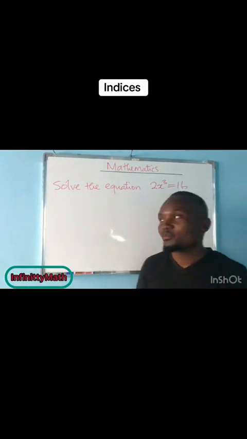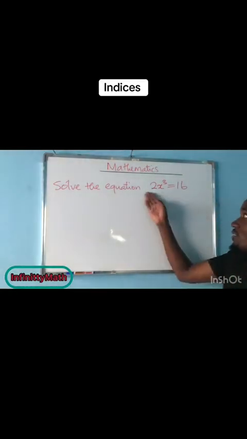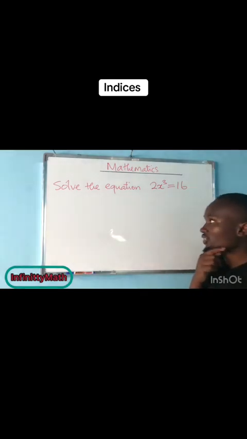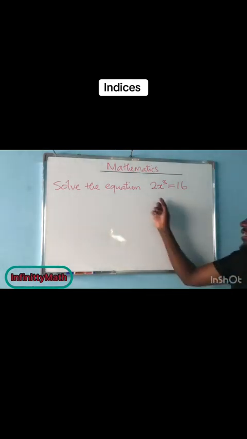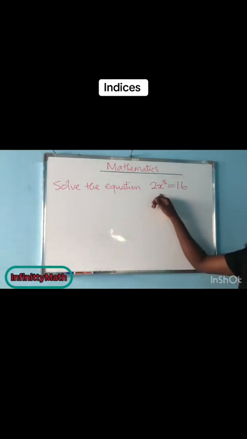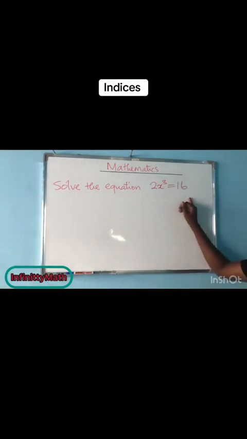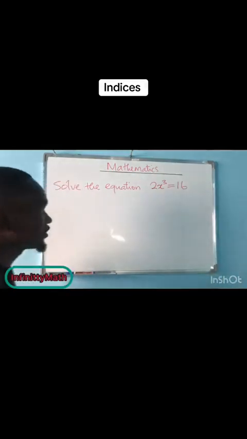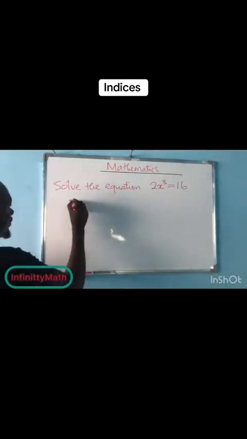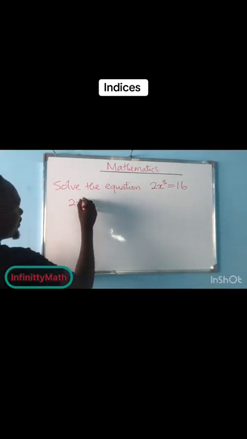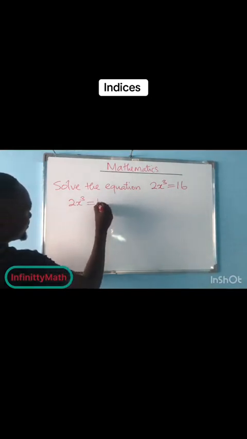Okay, today we are going to solve an equation. This equation is 2x raised to the exponent 3 equals 16. So how do we find the value of x here? Let's see how we can actually solve this kind of equation. We have 2x raised to the index 3 equals 16.